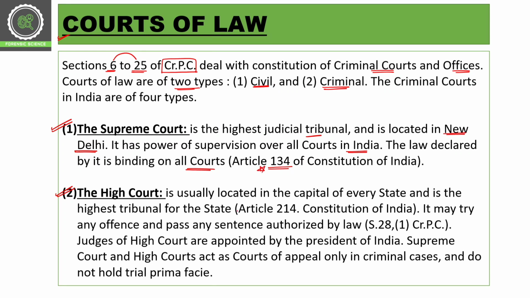Then we have the High Court. If someone has a judgment of the High Court, we can appeal again in the Supreme Court if any person or party feels the judgment is not correct. But the Supreme Court is the highest body, so we cannot apply anywhere else. The High Court is usually located in the capital of every state. We have multiple states, and for each state there is one High Court, the highest tribunal of the state under Article 214 of the Constitution of India.